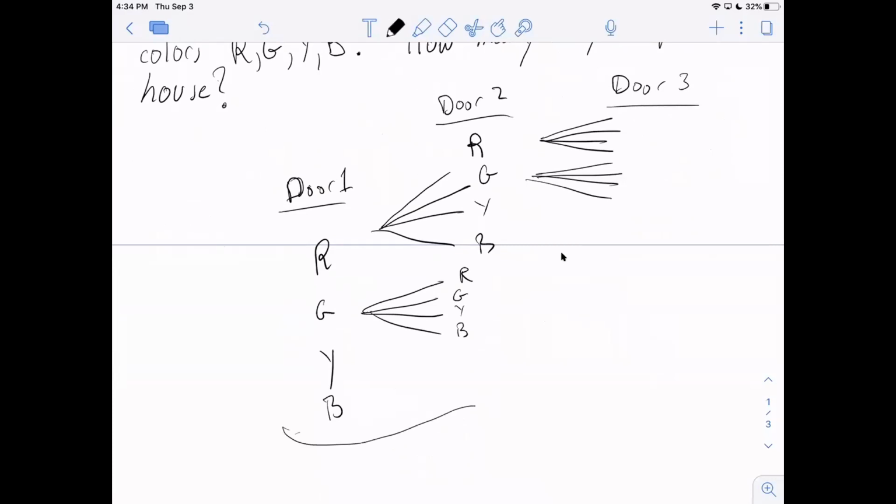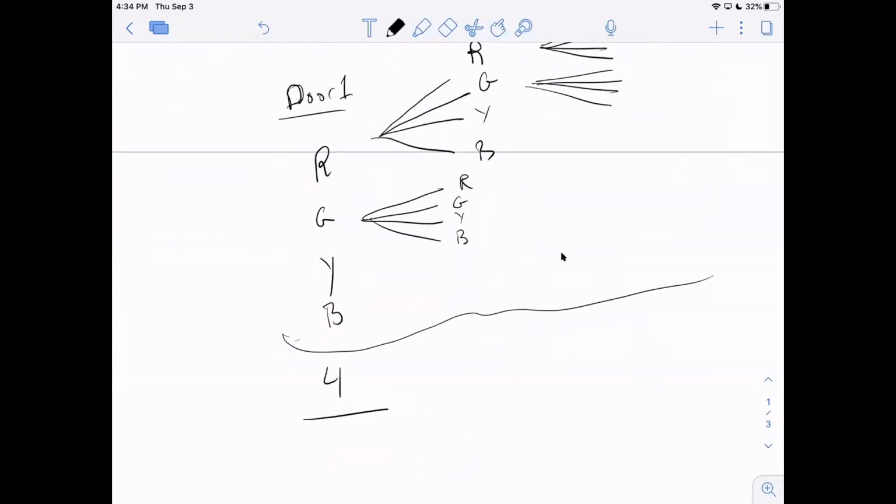So in total, it's going to be 4 for the first door. So this is door 1. Then 4 for the second door, and then times 4, so door 2, and door 3. So that's how you could do that one.